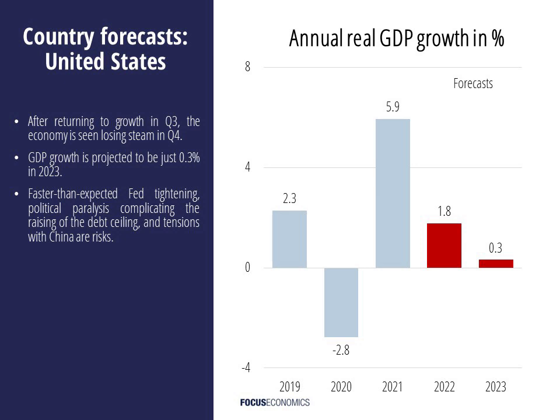The economy is seen stalling in 2023 as interest rate hikes and a downturn abroad weigh on the economy. That said, strong energy exports will continue to provide support. Faster than expected Fed tightening is the key downside risk. Potential difficulty raising the federal debt limit and heightened tensions with China also cloud the outlook.